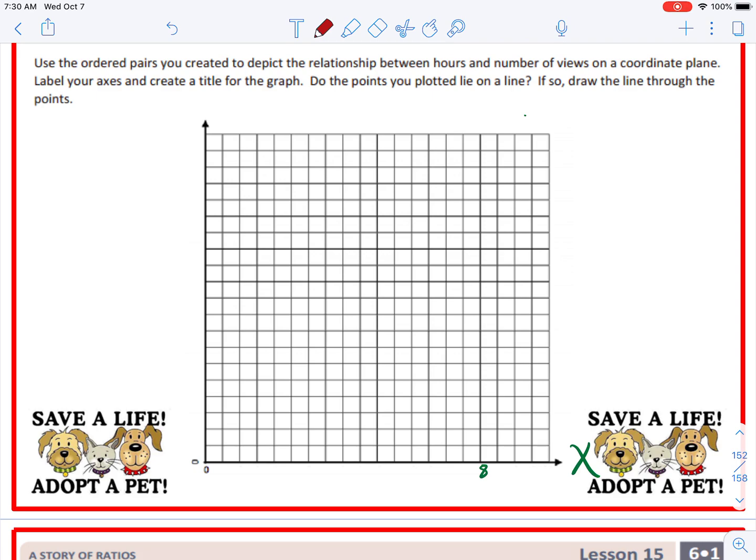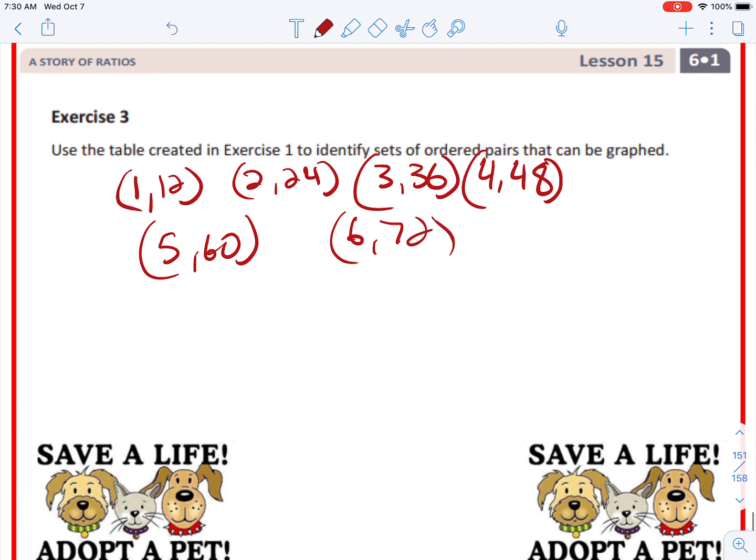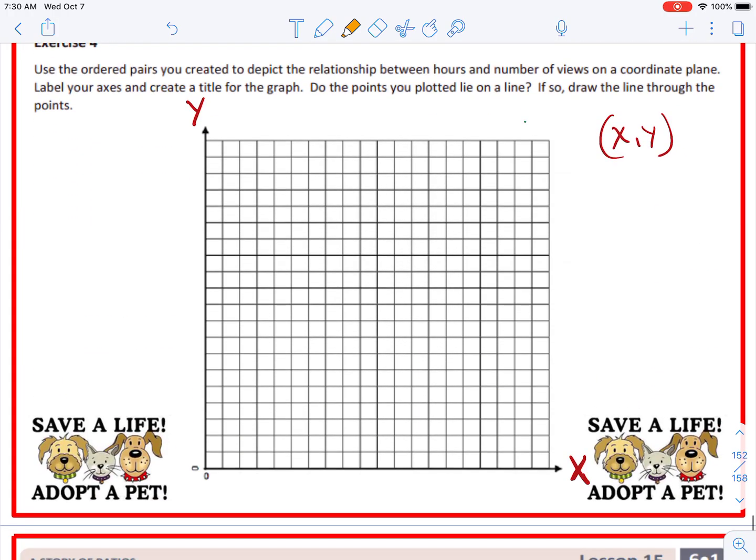Okay, remember the horizontal axis is the x-axis, the vertical is the y. When we make an ordered pair, the first number is x, the second number is y. Okay, so we have our ordered pairs here that we're going to plot on the graph. Our biggest numbers are 6 and 72. So on the horizontal axis, we have to make it go up to at least 6, and on the vertical axis, we have to make it go up at least to 72.